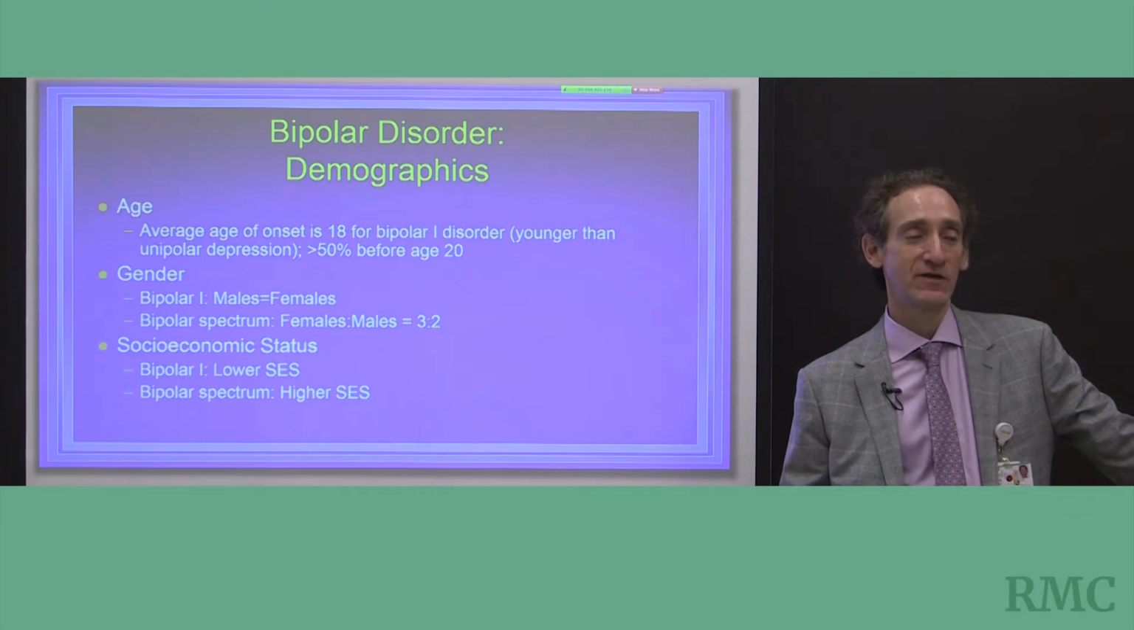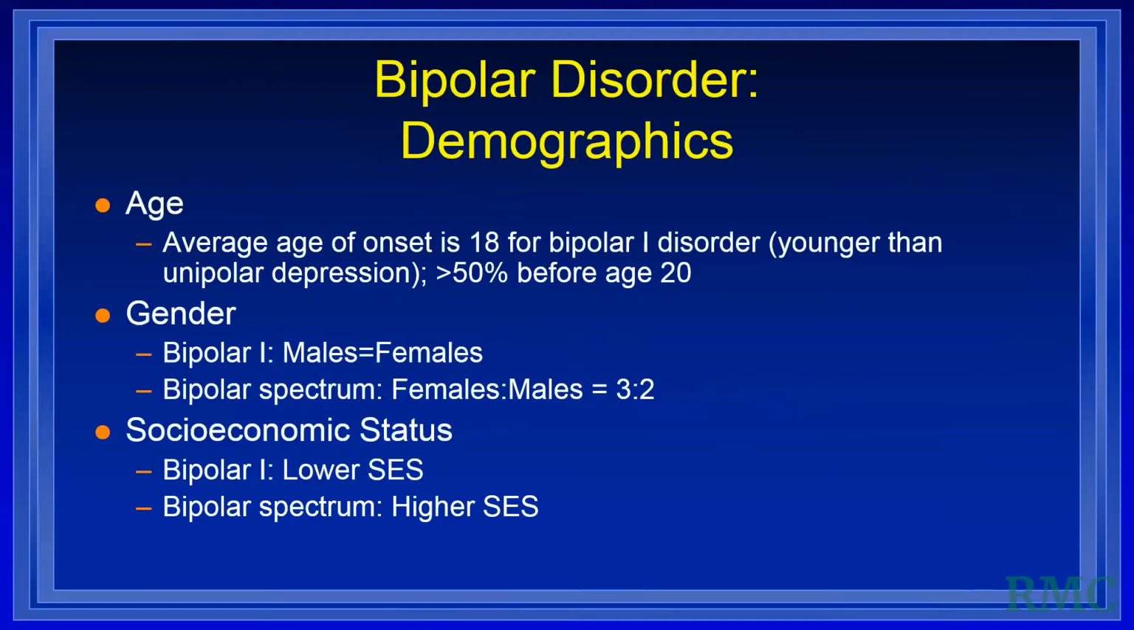Average age of onset is 18 for bipolar 1 disorder, which is younger than unipolar depression, with 50% onset before the age of 20. Unipolar depression is in the low to mid-20s is when it starts. In bipolar 1, there's male to female equivalence. And remember, in unipolar major depressive disorder, females outweigh males 2 to 1. With bipolar spectrum, meaning bipolar 2 and cyclothymia, the ratio is 3 to 2 females to males.